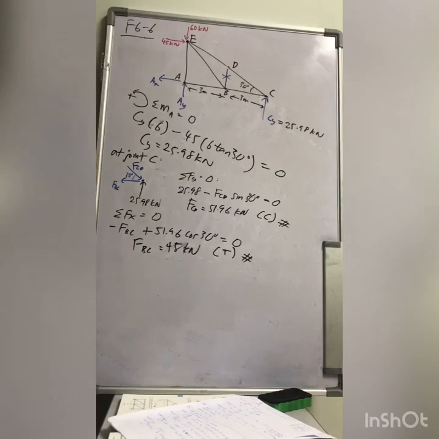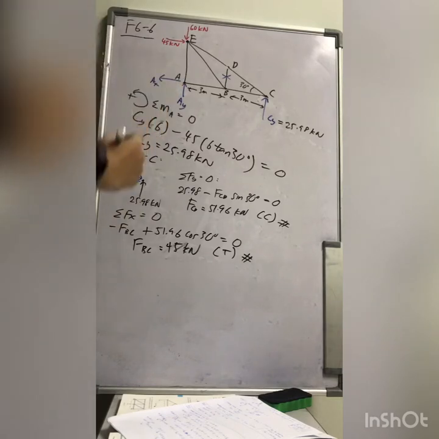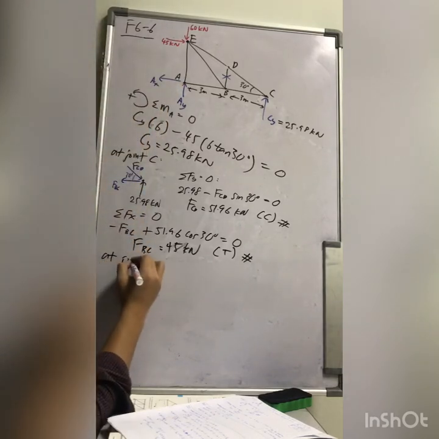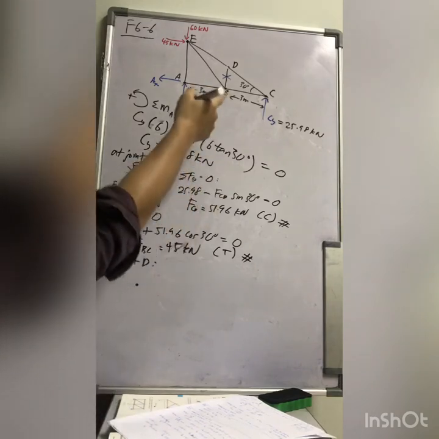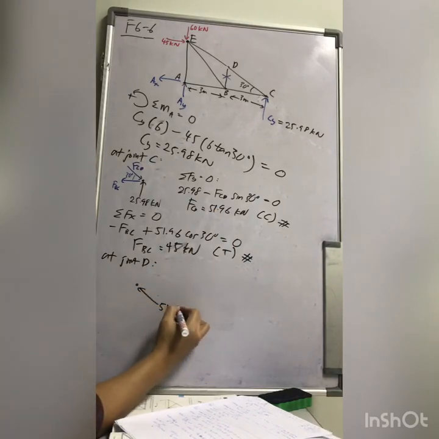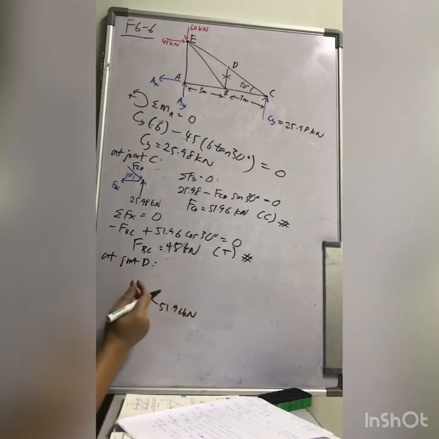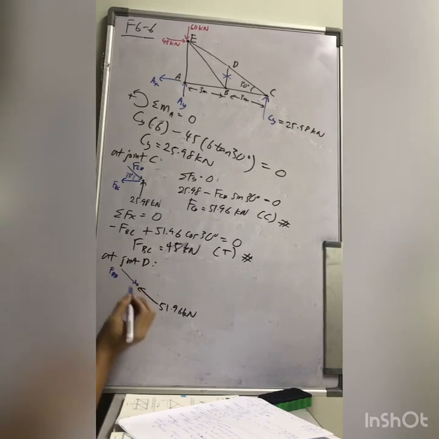Okay, next, what do you want to find? You can do this at joint D, to find this FDE. So next you can do at joint D. FCD from before is 51.96 kilonewton compression, so that's why it goes inside, and it is opposed by FED, so it will go inside as well. So this is FED, right?